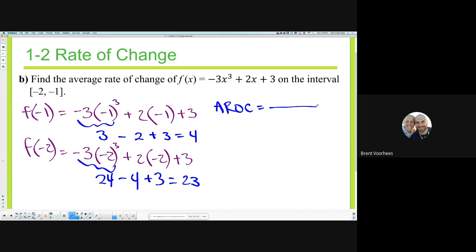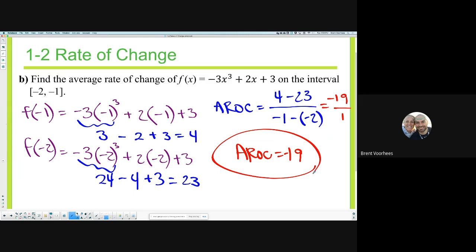So our formula here for the AROC is change of y's. So we have 4 minus 23 over the change in x's. Negative 2 minus, negative 1 minus a negative 2. What is 4 minus 23? Negative 19, good. And a minus of a negative is a positive. So what's negative 1 plus 2? 1. Negative 19 divided by 1. I've got negative 19.